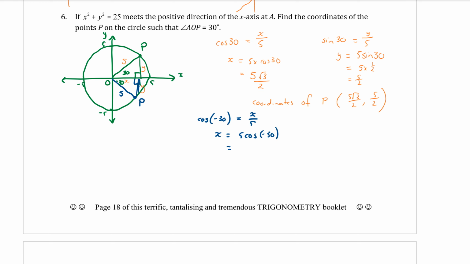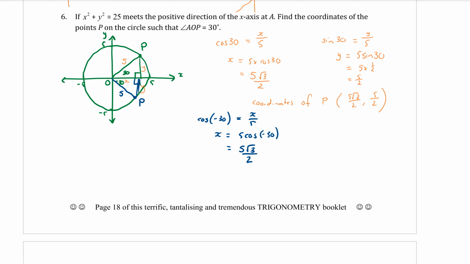Now, cos in that quadrant is going to become positive, isn't it? So it doesn't matter that it's a negative 30 degrees. What is cos of 30? Exact value. √3/2. And it's going to be positive because it's in that fourth quadrant. So that's, again, going to be 5√3/2. We kind of already knew that because that's the same length in that triangle as it is in that triangle. But we did it with the negative 30, so it was good practice.